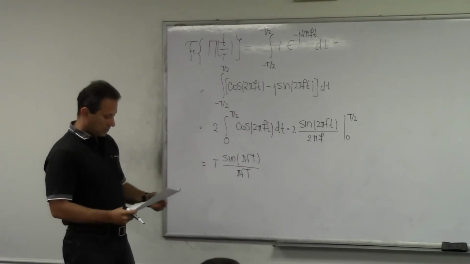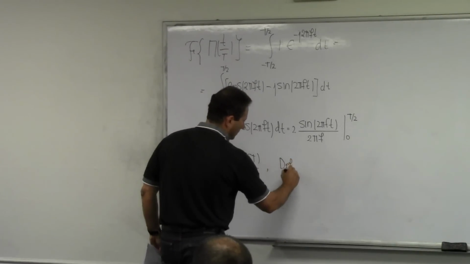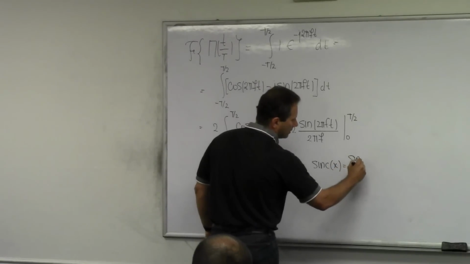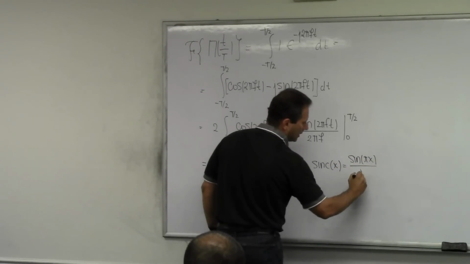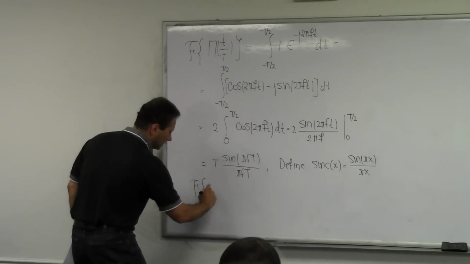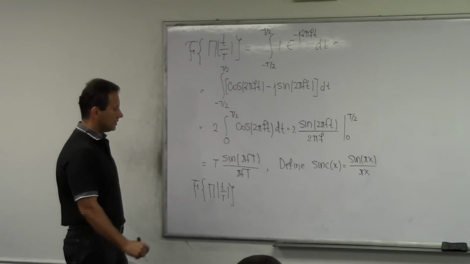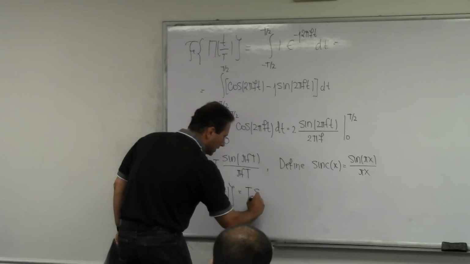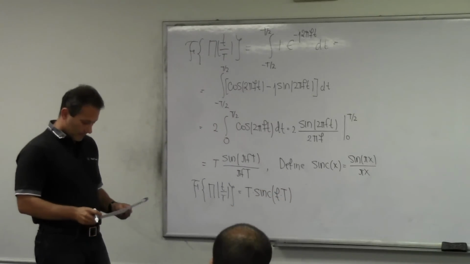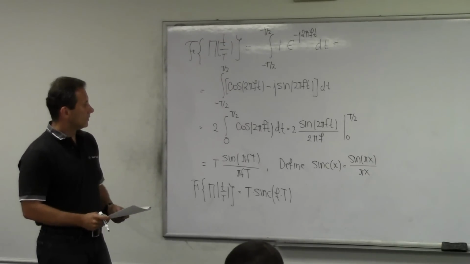And this is usually shortened, where we define a function that we call sinc of x as sine pi x over pi x. So this here becomes the Fourier transform of the pulse that has a duration capital T and is centered at the origin: it is going to be T times sinc of f times T. That's the Fourier transform of the pulse.